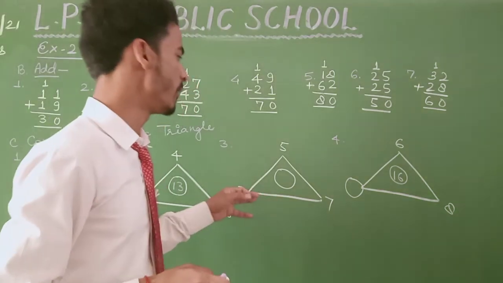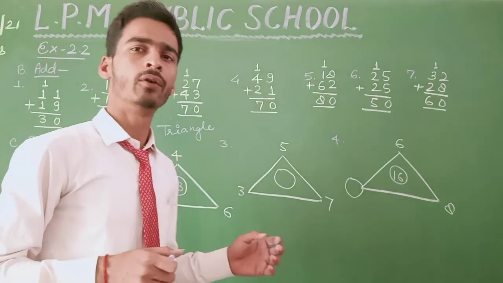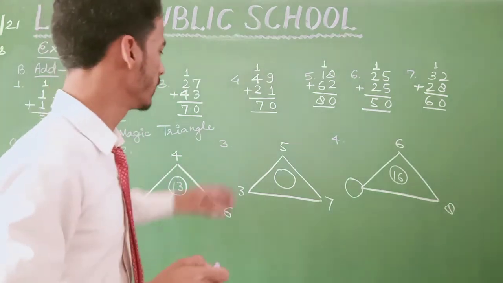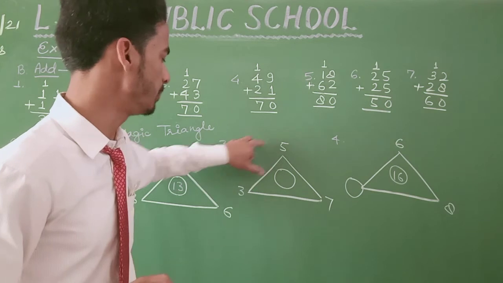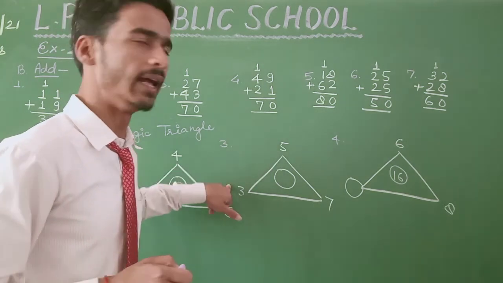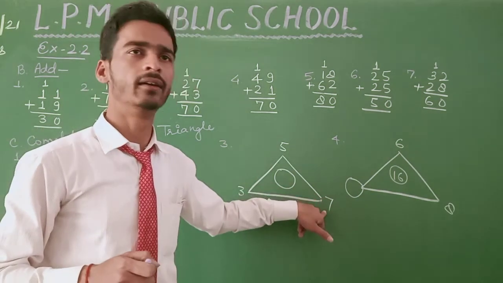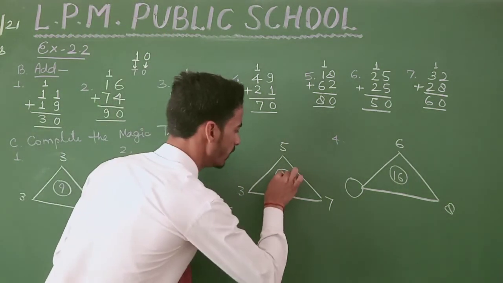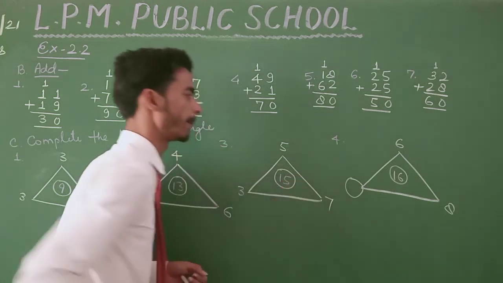Okay. So come to the third question. We know that we have to add the 3 numbers and write the result in the center. So firstly we have to add 5 plus 3, that is 8, and 8 plus 7 is 15. So we have to write 15 in the center.